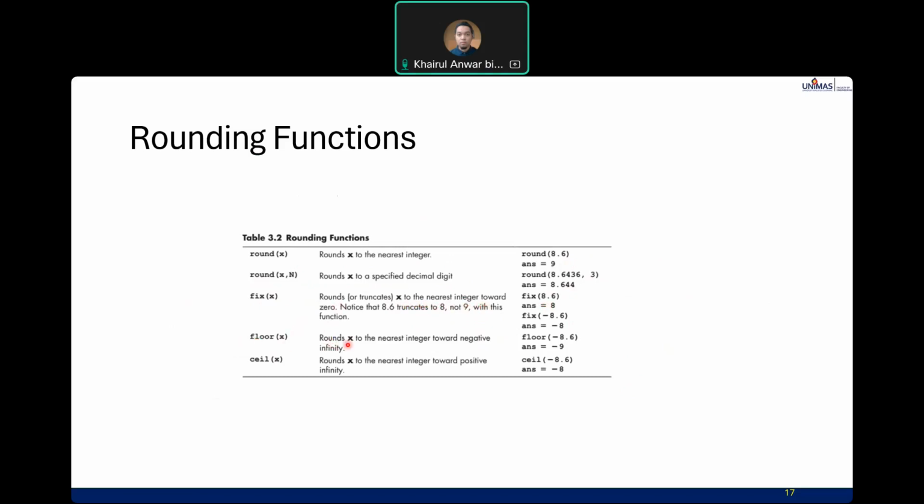floor(x) rounds x to the nearest integer toward negative infinity. So floor of negative 8.6 is negative 9. ceil(x) rounds x to the nearest integer toward positive infinity. So for a similar number, negative 8.6, ceil answer is negative 8.